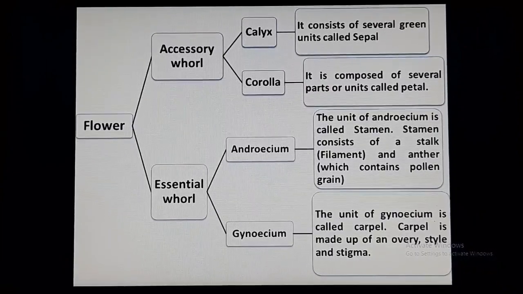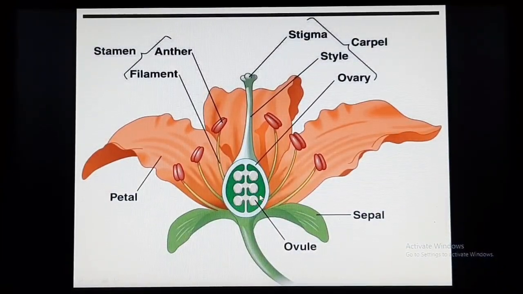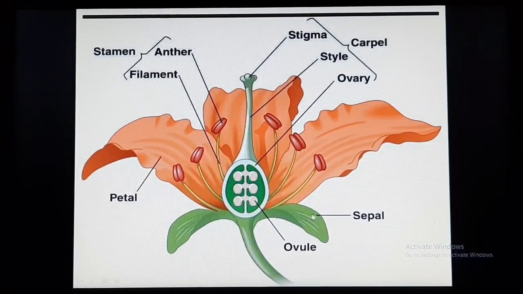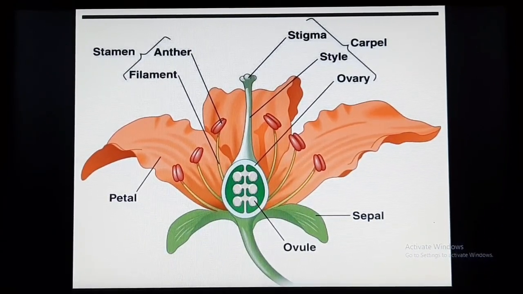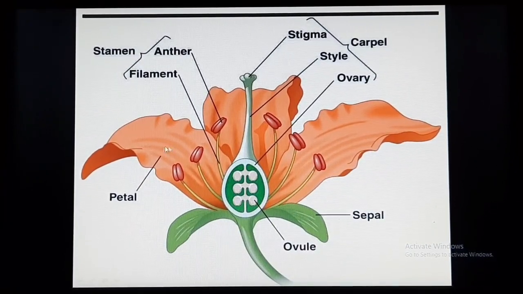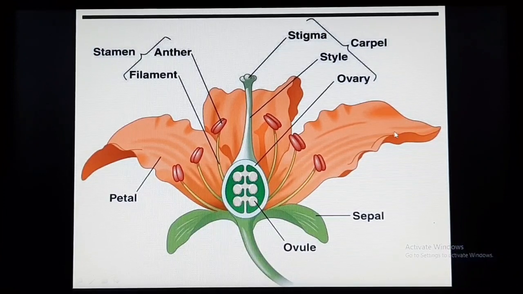Next, look at the picture on the next slide, then you can understand it very clearly. This is the sepal. I already told you about that. The sepal is the unit of the calyx. If there are four or five, then we can say those sepals make a calyx. Another one is the petal, orange in color. There are lots of petals which make a corolla. Those are the accessory parts. Next, the essential part is the stamen, which is part of the androecium. The unit of androecium is called stamen.